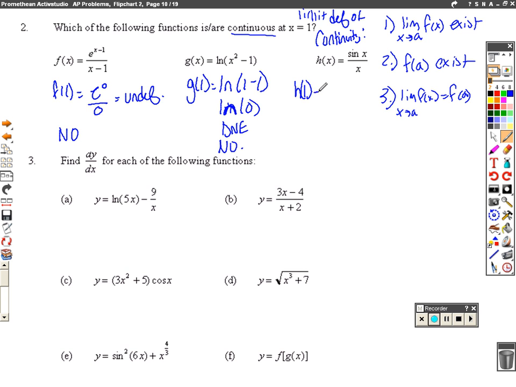Okay, how about h of 1? H of 1 is equal to sine of 1 over 1. And this is also the limit as x approaches 1 of h of x is equal to the same thing, sine of 1 over 1. So not only does the limit exist, the function exists, and they're equal to each other. So yes, this is continuous at x equals 1.